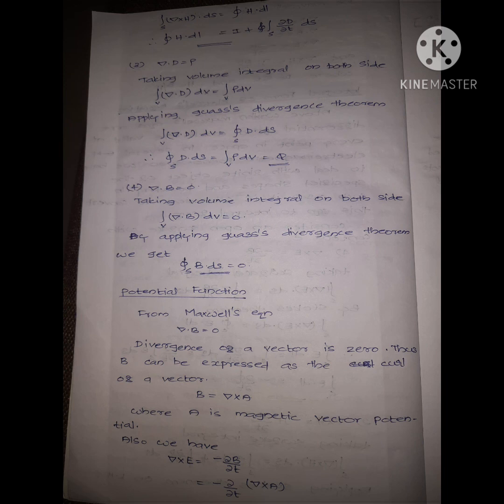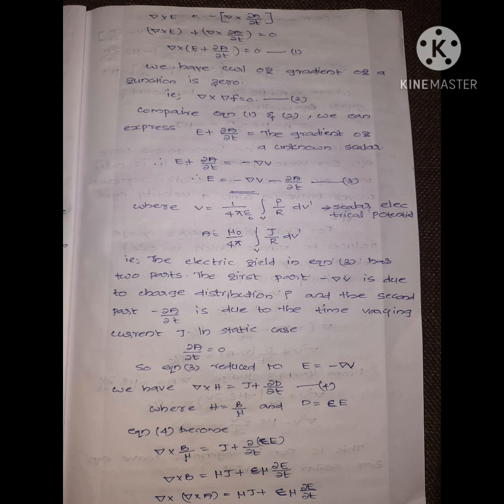Also, we have del cross E is equal to minus dou B by dou t. So, substitute B in this equation. The equation becomes del cross E is equal to minus dou by dou t of del cross A. Interchange the del operator and the partial derivative with respect to t. The equation becomes del cross E is equal to minus del cross dou A by dou t.